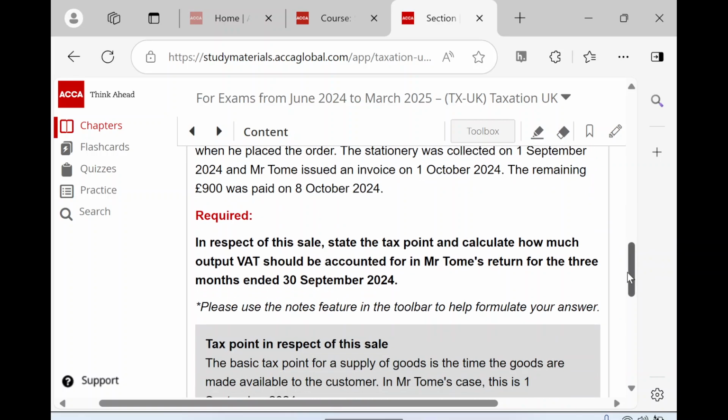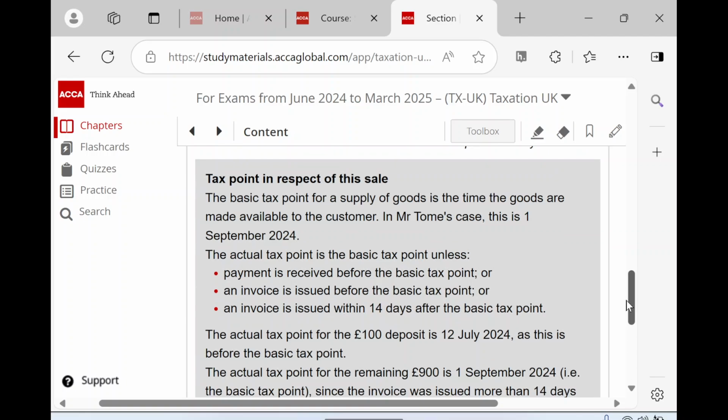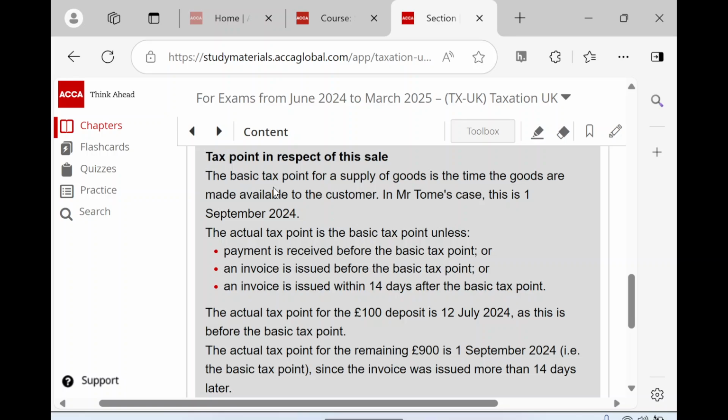So that's the basic tax point, but we know that that can change because of the actual tax point rules, okay? So the actual tax point is the basic tax point. In other words, we'll take 1st of September unless these three items are in play: payment received before, invoice issued before, or invoice issued within 14 days after the basic tax point. So you literally have to go down each of these three and say, are they in play? Now, the only way you're going to go down them is to remember them. So firstly, payment before, invoice before, or invoice within 14 days after the basic tax point.